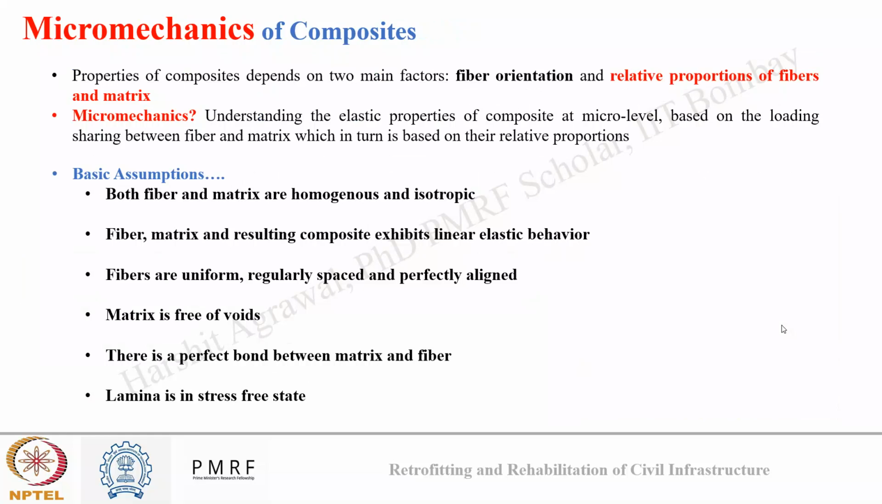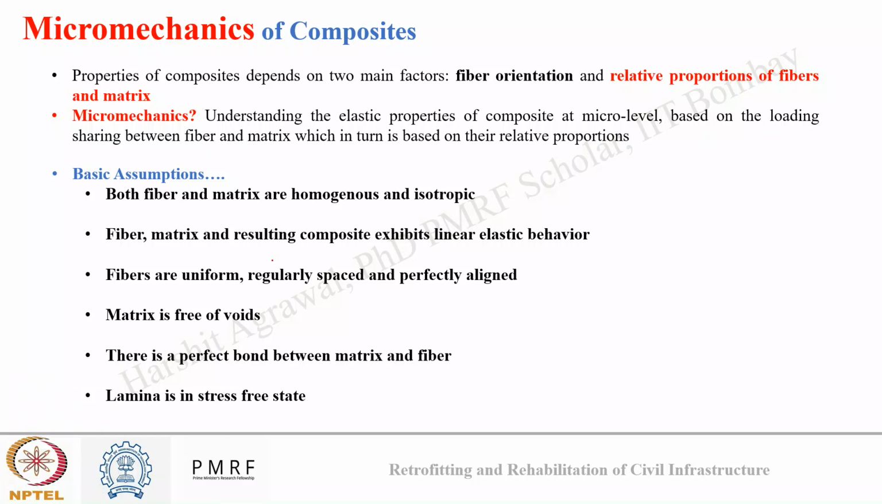So now we talked about how the properties of a composite are affected by fiber, mainly due to the orientation of fiber. However, one more factor that is critical in defining the elastic property of a composite is the relative proportion of fiber and matrix in the composite. How to determine elastic property is what is known as micromechanics. Okay. So simply saying, micromechanics is understanding the elastic property of a composite at micro level based on the load sharing between fiber and matrix, which in turn is dependent upon the relative proportion.